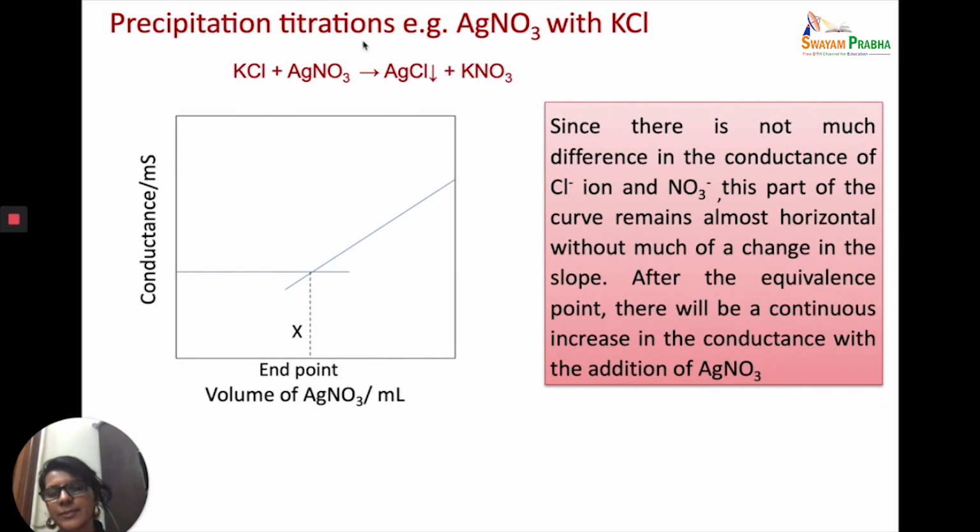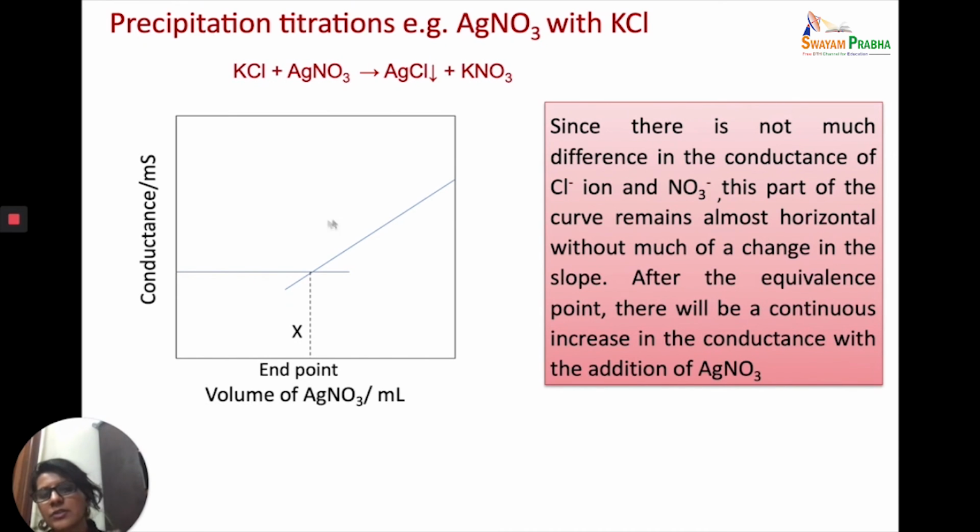Let's study precipitation titrations with the example of silver nitrate with KCl. The important thing to remember in precipitation titrations is that a sparingly soluble salt, or a salt with low solubility, should be formed during the course of the titration. So let's take the example of KCl with silver nitrate. You get silver chloride, which is a sparingly soluble salt, and everyone knows about it, and KNO3.